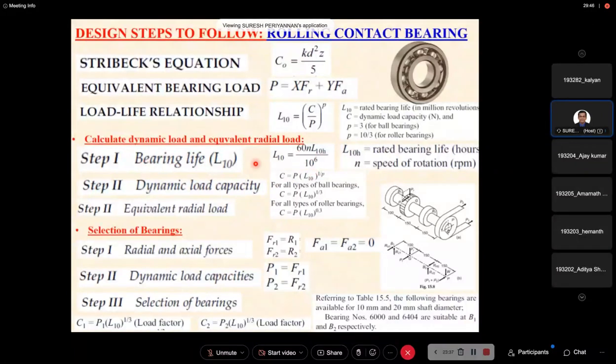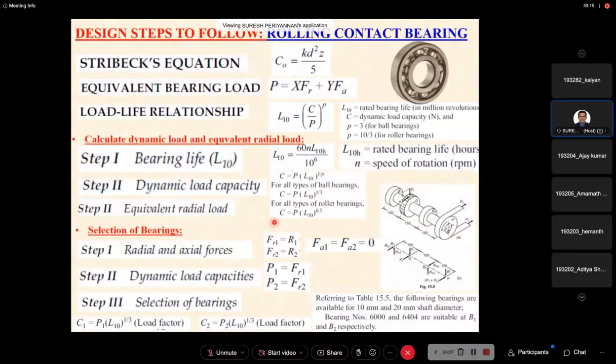The first step is finding the bearing life in revolutions. The second step is finding the dynamic load carrying capacity from this relation. Based on the bearing type, for a ball bearing we use this common relation, where small p is 3, and for roller bearing small p is 10 by 3, that is 0.3.